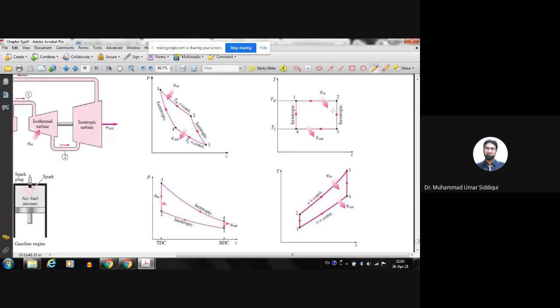Now this chapter number 9 is basically the start of the second part of thermodynamics. The first part was understanding the different kinds of laws of thermodynamics: the zeroth law, first law, and second law. The third law we did not study, but it was not important for us. We tried to understand the different kinds of laws of thermodynamics and their applications over different kinds of devices in the closed and the open systems.